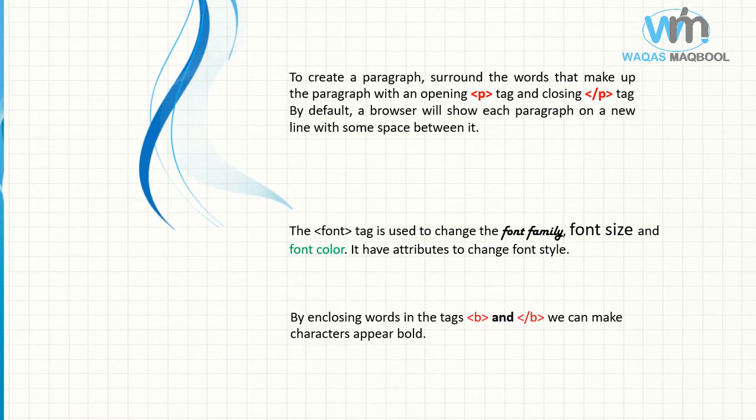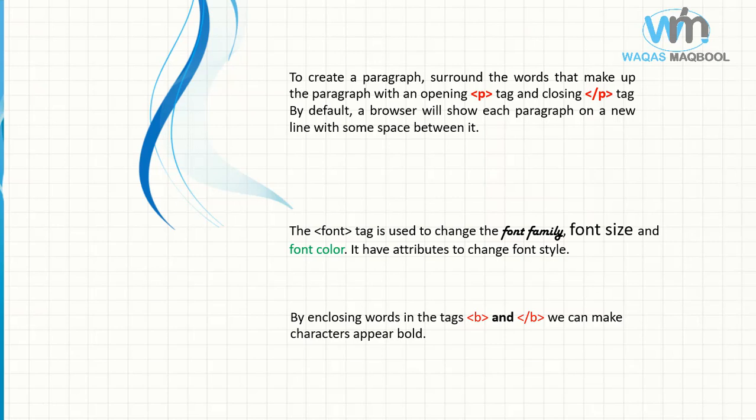To create paragraphs, write the paragraph with an opening p tag and a closing p tag. By default, the browser will show a paragraph on a new line with some space between paragraphs. When you add the paragraph in both these tags, there will be some space which separates the end of a paragraph and the start of the next paragraph. There are some attributes of this element. The attributes are the additional properties of this element.